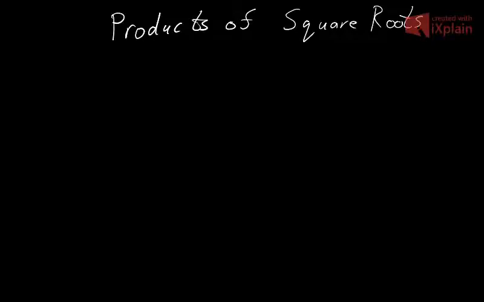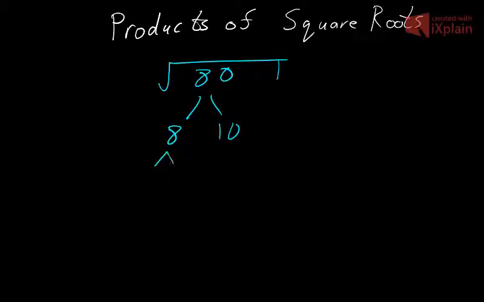But I'm going to start anyways, just simplifying a fairly simple square root with the square root of 80 and looking at what I'm supposed to do with this. Whenever I have this, what I want to do with square roots is make a factor tree. 80 is 8 times 10, 8 is 4 times 2, and 4 is 2 times 2, and 10 is 5 times 2.